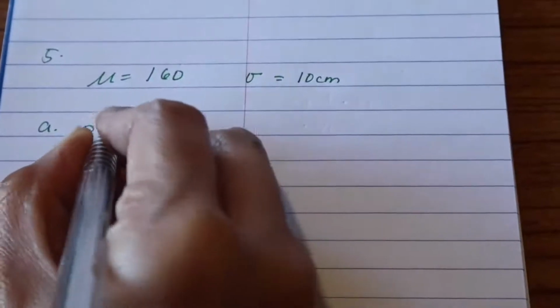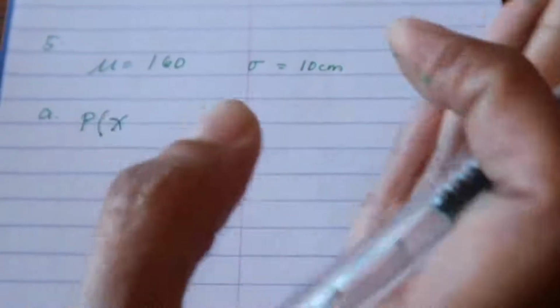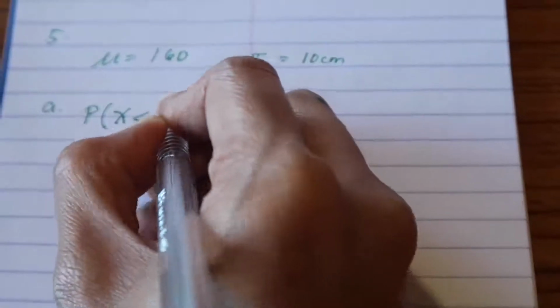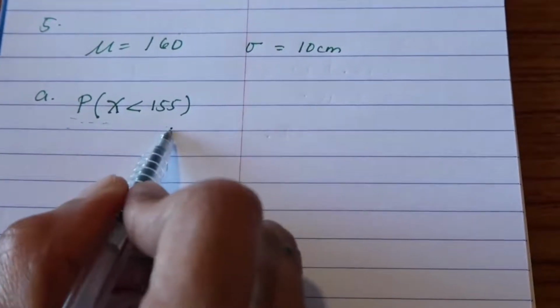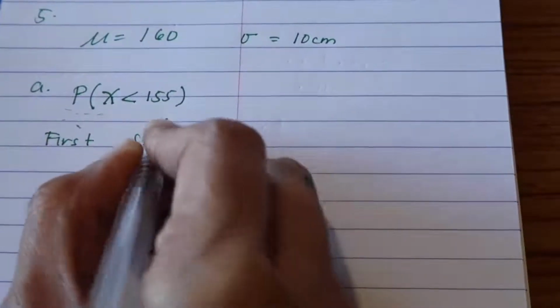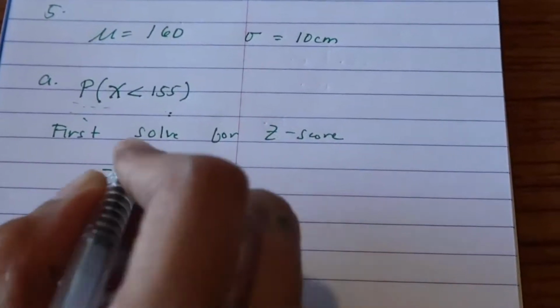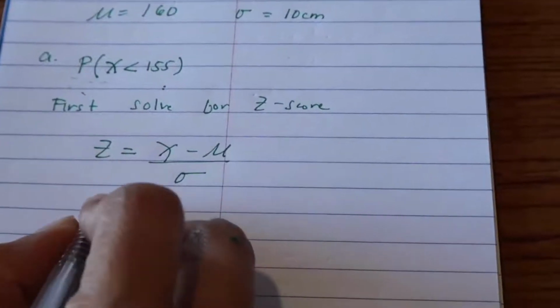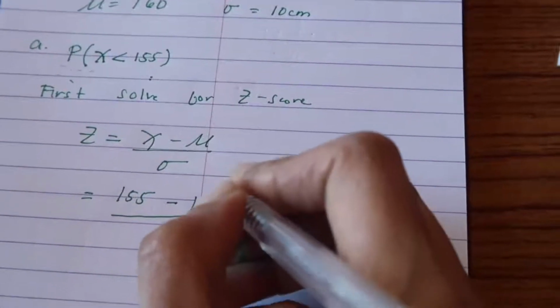So we can represent the randomly selected student as x, and we need to determine the probability that x is less than 155. So how do we do that? First, solve for the z-score. The z-score is equal to x minus the mean over the standard deviation. Here, your x is 155 minus the mean, which is 160, over the standard deviation, which is 10.